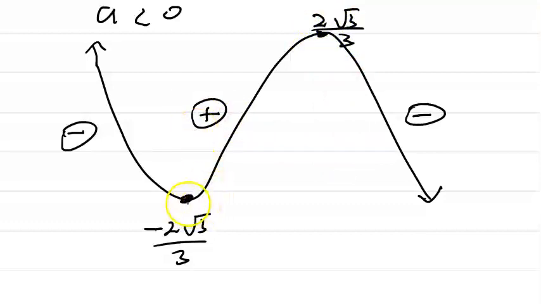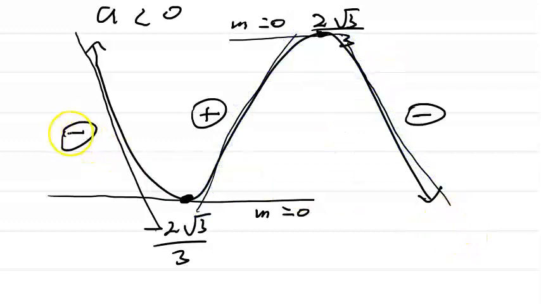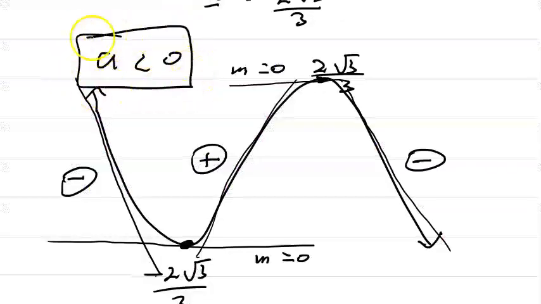So what's going to happen now? Remember at your turning point here, your gradient is equal to 0. If you draw a tangent here, m equals 0. If you draw a tangent there, m equals 0. Here, if you draw a tangent, it has a negative gradient. Here, a positive gradient. Here, a negative gradient. Therefore minus, plus, minus. But it all comes from here: if a is less than 0, your graph is going to go down, then up, and then down again.